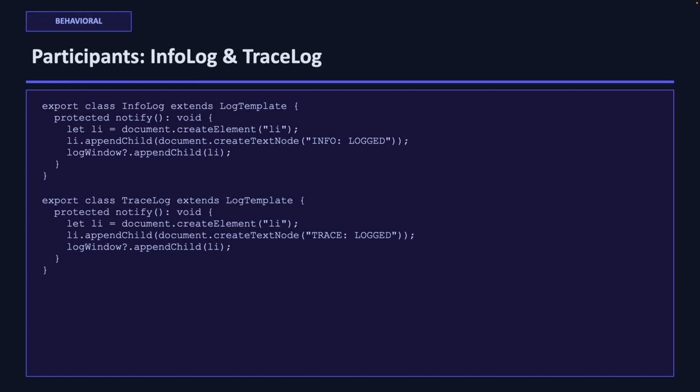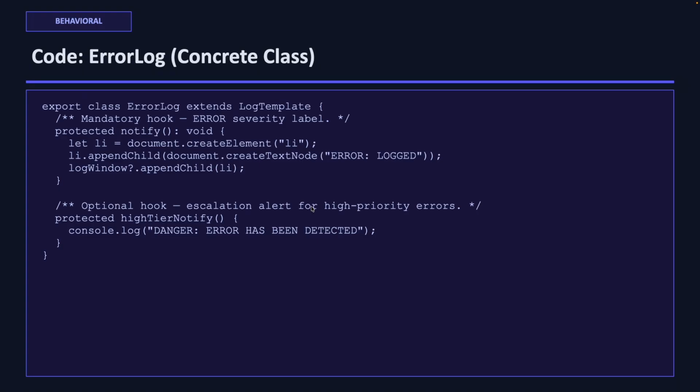Both of them inherit the save log method from the base class and chain. And both inherit the empty higher tier notify method, which means that for info and trace events, the third step in the algorithm just does nothing. They don't even have to think about it. This is one of the best things about the template method. Subclasses only see the surface area that they care about. The info log doesn't even have any idea of the higher tier notify method unless it decides to look at it or use it.